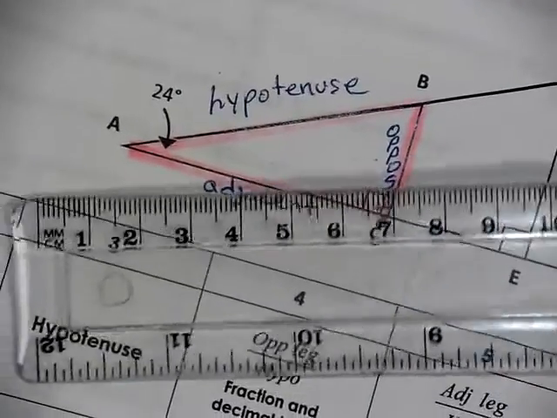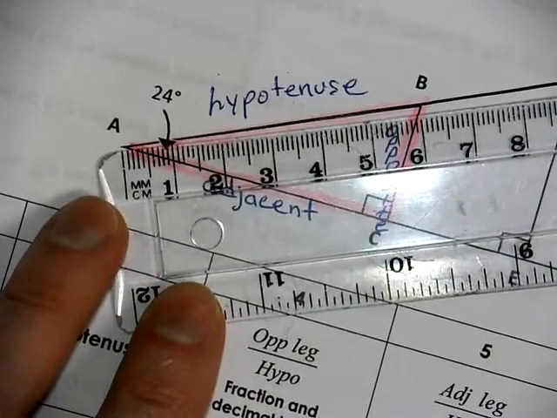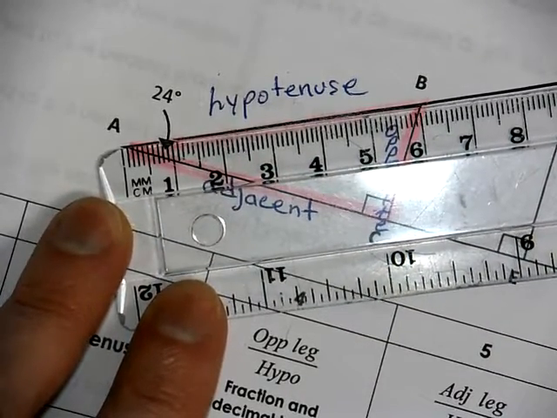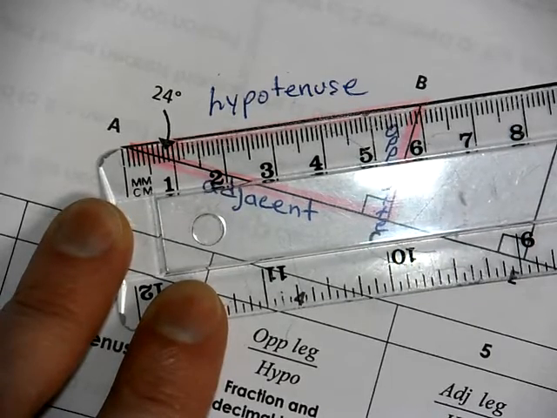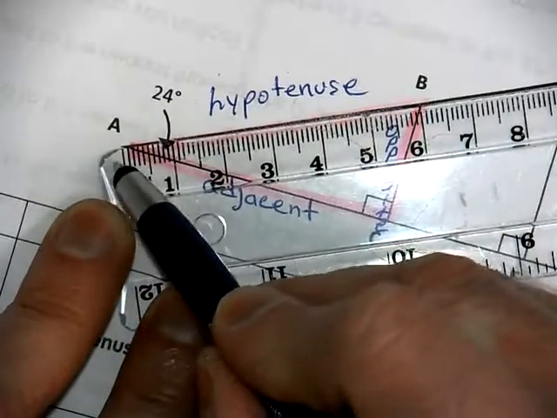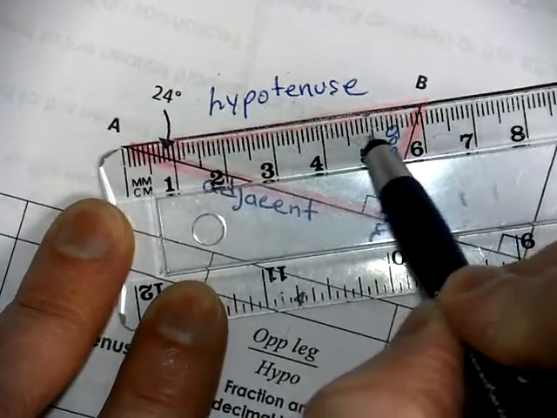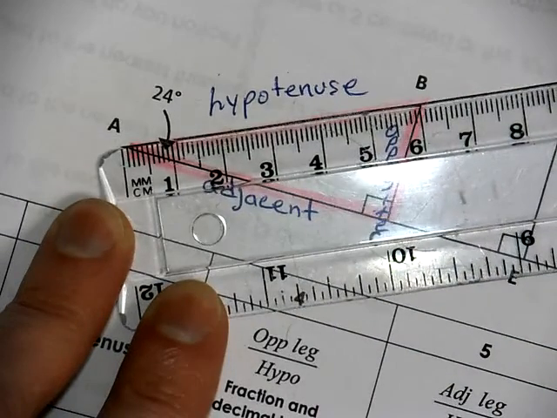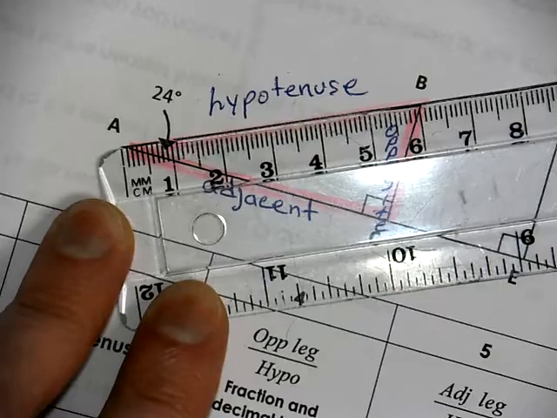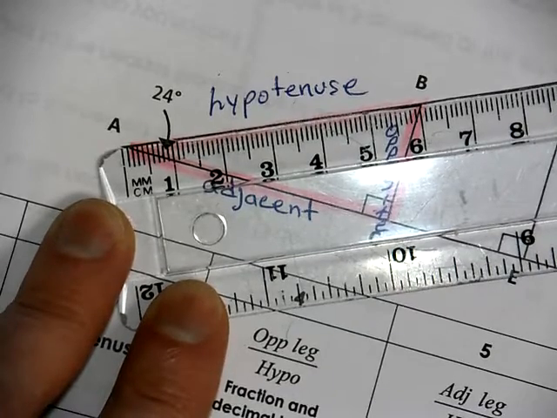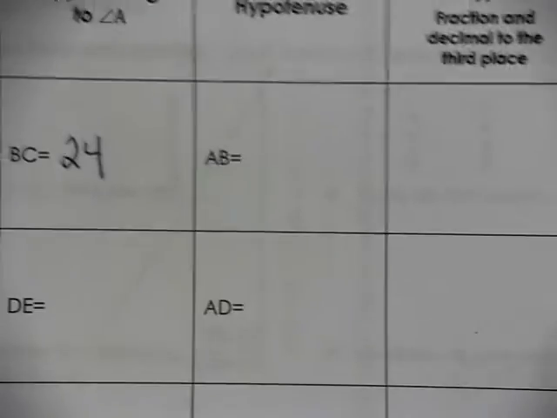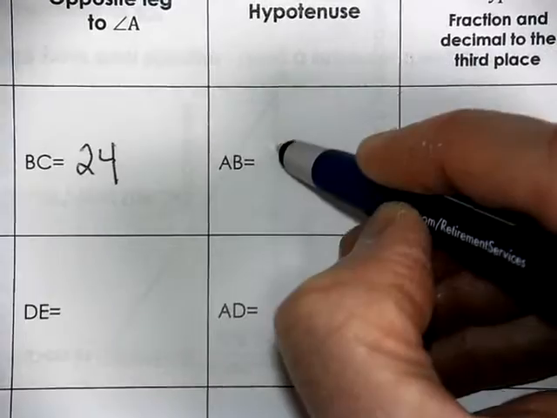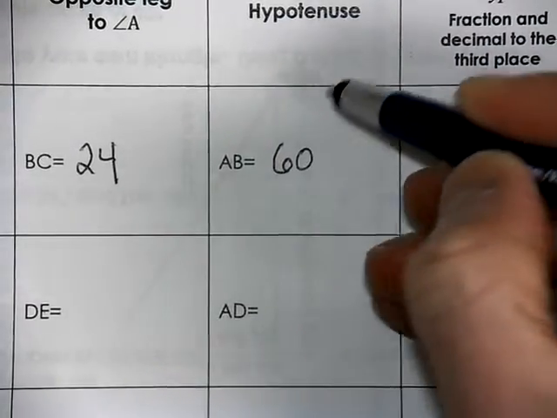Then the hypotenuse. It looks like 10, 20, 30, 40, 50, 60. Just about 60, maybe a half a one further, but not to 61, that's for sure. So if you want to call that 60, you can, or 60.5, whatever you think's most accurate.